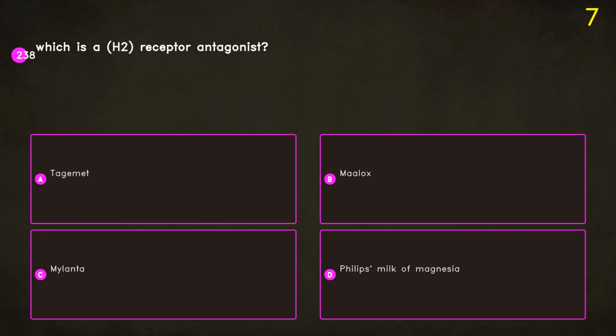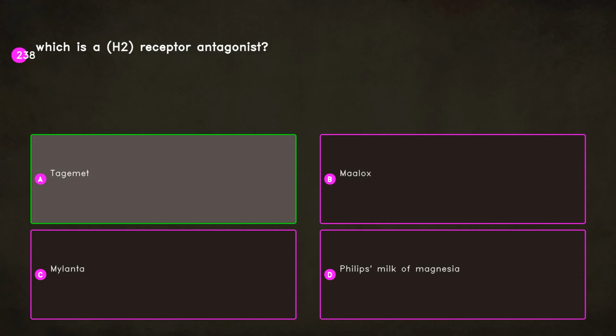Question 238. Which is an H2 receptor antagonist? A. Tagamet. B. Maalox. C. Mylanta. D. Phillips Milk of Magnesia. The correct answer is Tagamet.